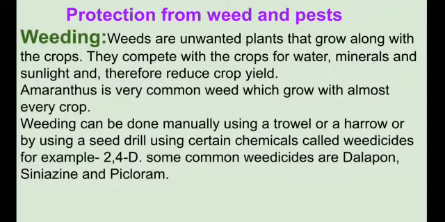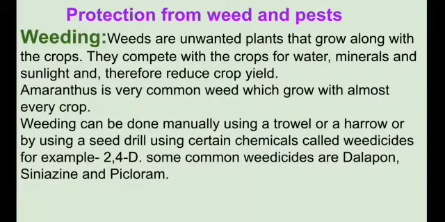So what is a weed? A weed is just like an invader for the plants. After growing crops, some unwanted plants also grow which need to be removed, because they compete with the other plants for food and nutrition. So we don't need those plants, that's why we need to remove them, right? We don't want invaders. Plants also don't like invaders. That is why we need to weed the plants. Okay, amaranthus is a very common weed which grows with almost every crop.